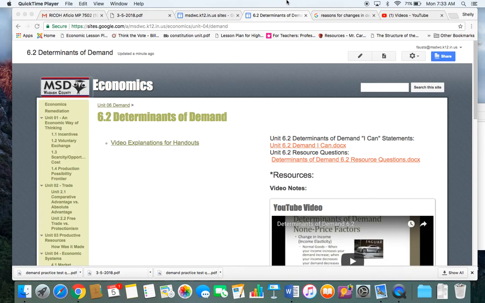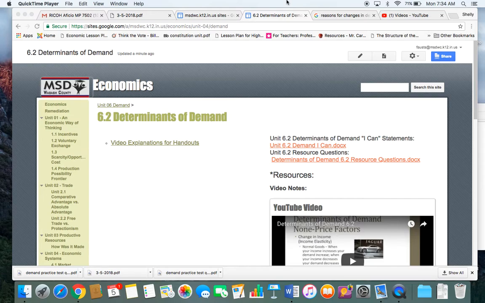6.2 is determinants of demand. Sometimes you'll hear this referred to as the non-price factors of demand, and the ceteris paribus, or ceteris paribus, you'll hear that both ways. 6.1 was all about the law of demand: when price goes up, quantity goes down. When price goes down, quantity goes up. We're talking about movement on the same curve in 6.1 because we've changed the price.